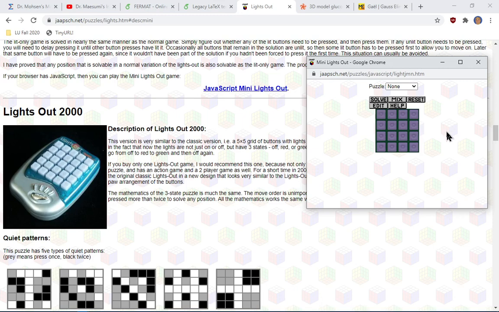Okay, so this is an example of a mini lights out game. How do you play this thing? Well, if you press any button, that button and all the adjacent ones, horizontal and vertical, turn on or off. Okay, so somehow every light is connected to 4 other neighbors, and they all go on or off together.